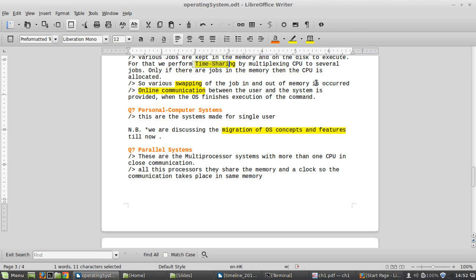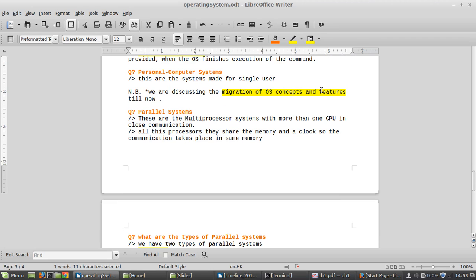Online communication between the user and the system is also provided in time sharing. That means a user gets a notification before finishing the job, and also after finishing the job, and can control it from external devices like the keyboard. This communication is provided to the user, and you can use external executing commands from the keyboard to control it.